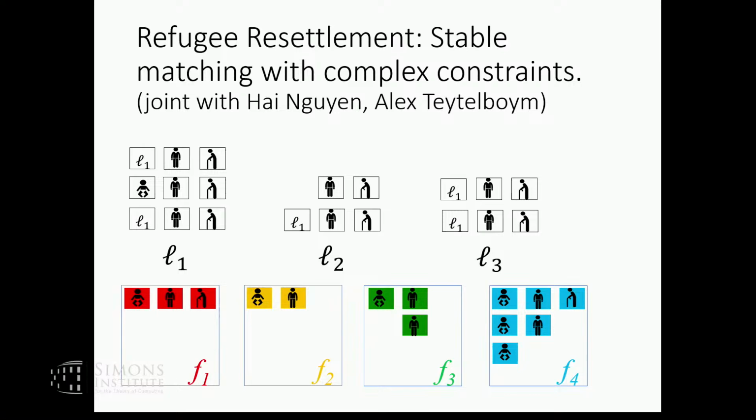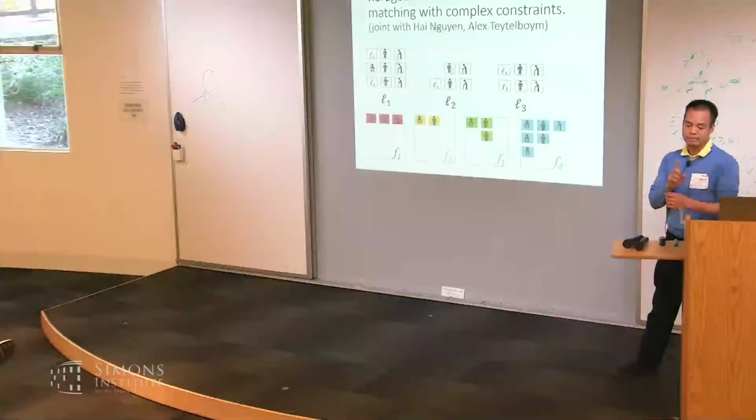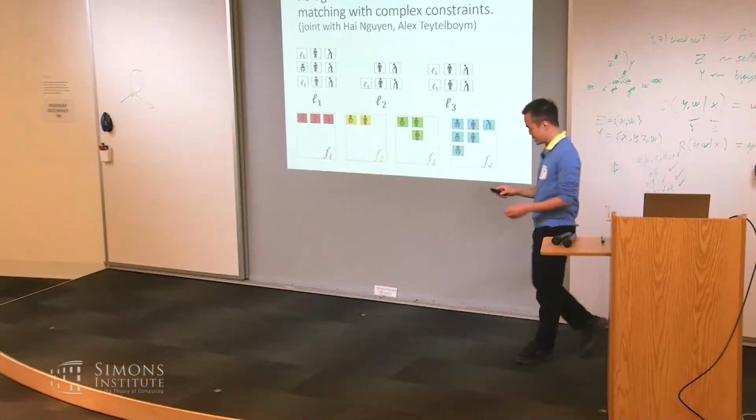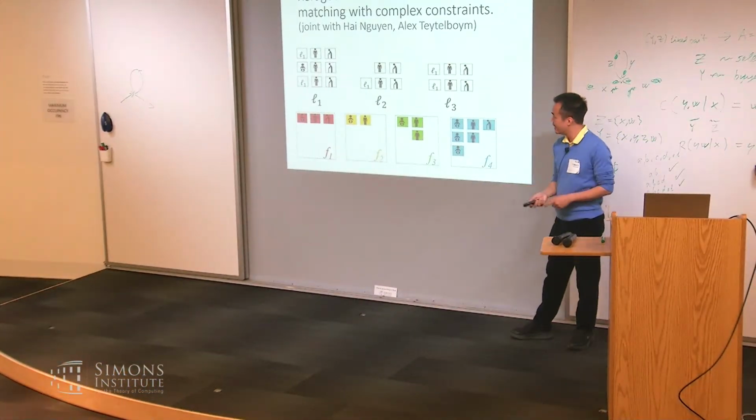You mentioned these interesting variants. Can you allow a negative constraint? So you don't want your enemies to end up in the same hospital? We can. We will come back to that.